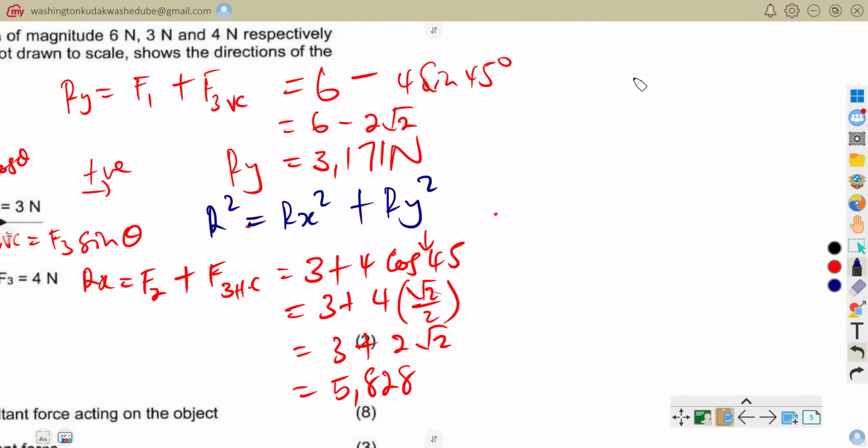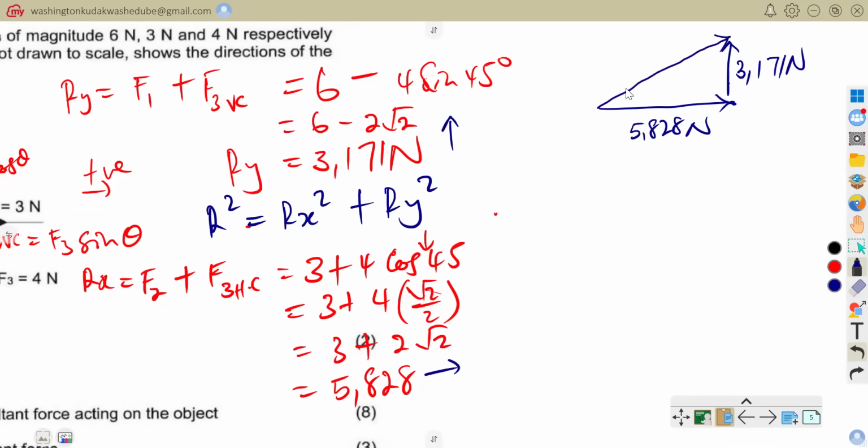On a diagram, if you are representing this, you would see this going up, and this going in that direction. So you would have 5.828 newtons going to the east, and 3.171 newtons going up, so that your resultant would be going to the northeast, and this would be our R. Using Pythagoras theorem, this is where we derive this formula from.